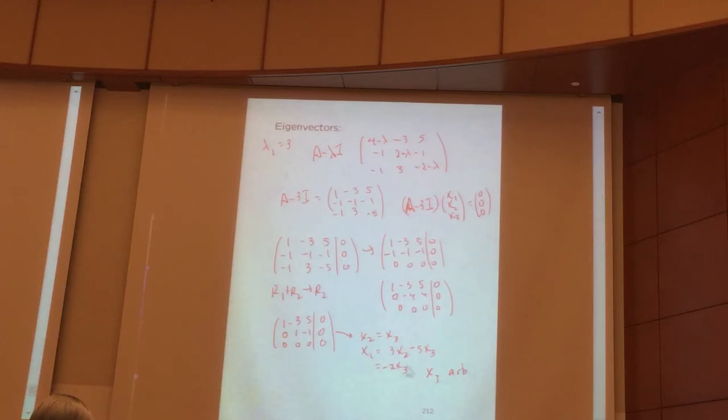Okay, so I'll pick x3 equal to 1. All right, x3 equals 1. Okay, so what does that tell us? V1 is minus 2, 1, 1. And we're only one third done, right? We still have to do the others.